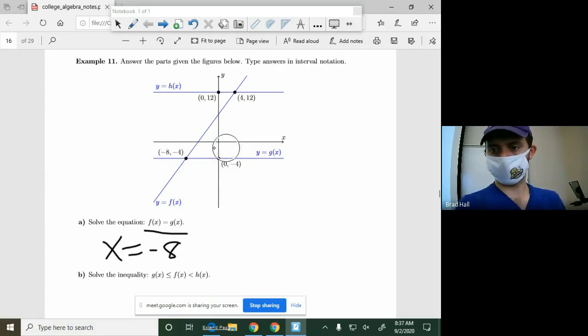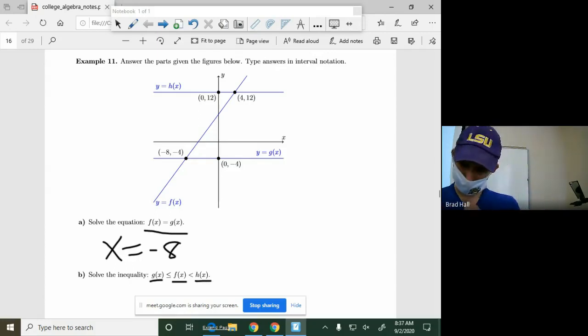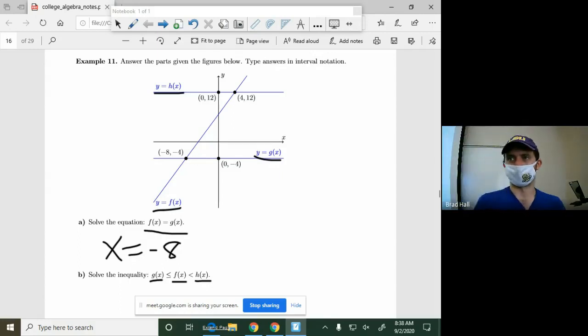So for part B, it wants to know when f of x is in between g of x and h of x. All right, so f of x is in between g of x and h of x. Well, f of x is the diagonal, g is the lower one, and h is the higher one. So it wants to know when that diagonal line is trapped in between 2 horizontal lines.